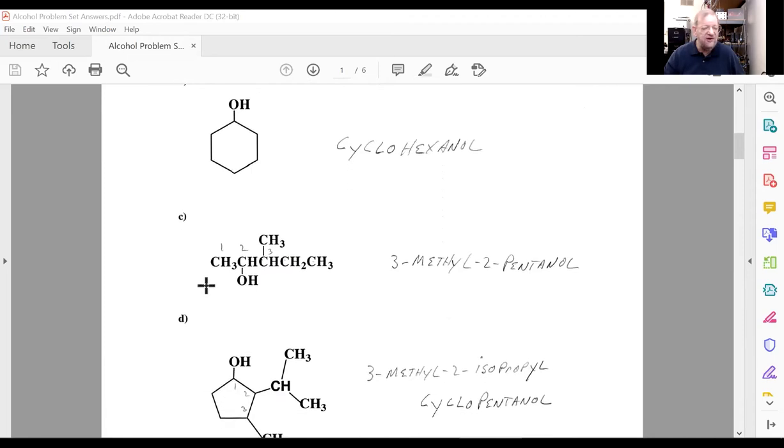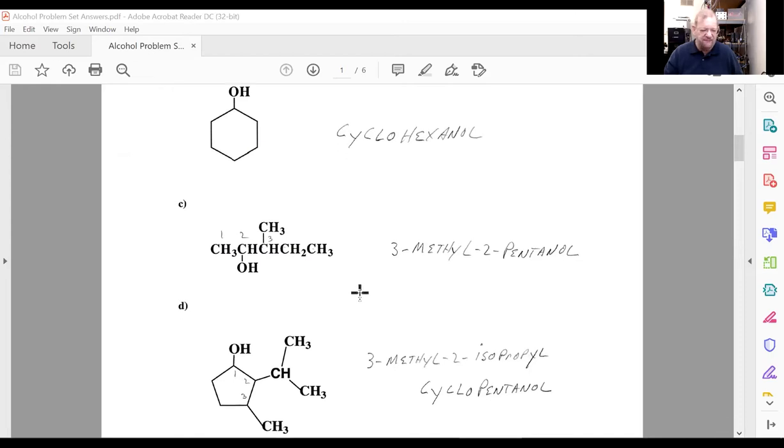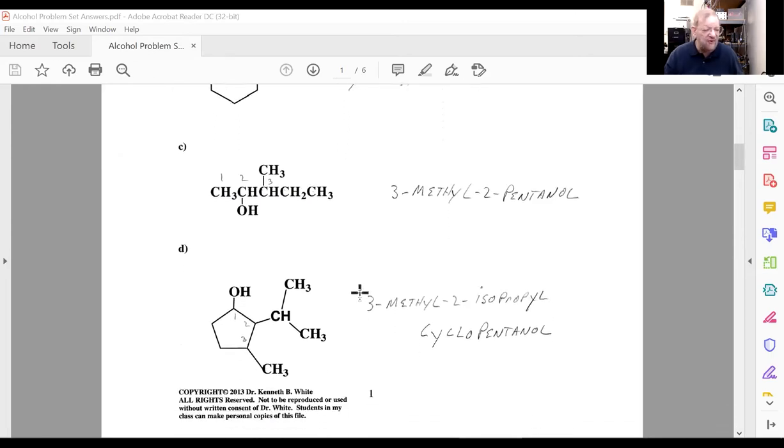Now, let's look at C. I'm going to probably do every one on this page. We say, a hydroxyl group on a carbon, alcohol. What's the longest chain? 1, 2, 3, 4, 1, 2, 3, 4, 5. Five, pentane, drop the E, add OL, pentanol. What carbon is the hydroxyl group on? That always gets priority, which means the lowest number closest to the end of the chain. And it's on carbon 2. So it's 2-pentanol. And look, it's your old friend, the methyl group, and it's on carbon 3, so it's 3-methyl-2-pentanol.